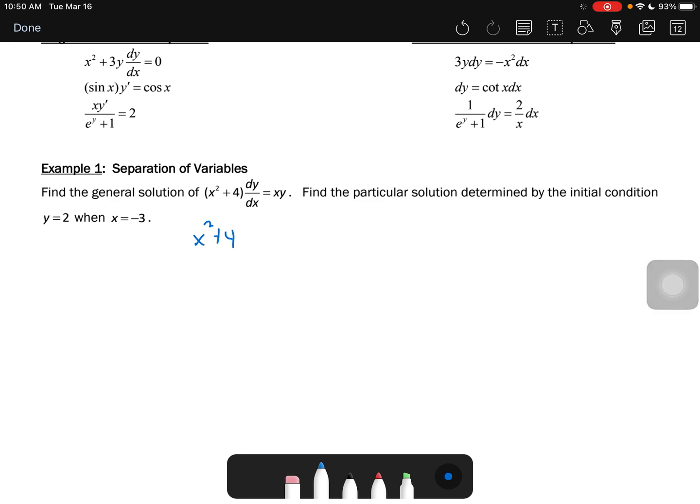So I've got x squared plus 4 dy dx equals xy. Okay, so like I said, we're going to need to multiply.